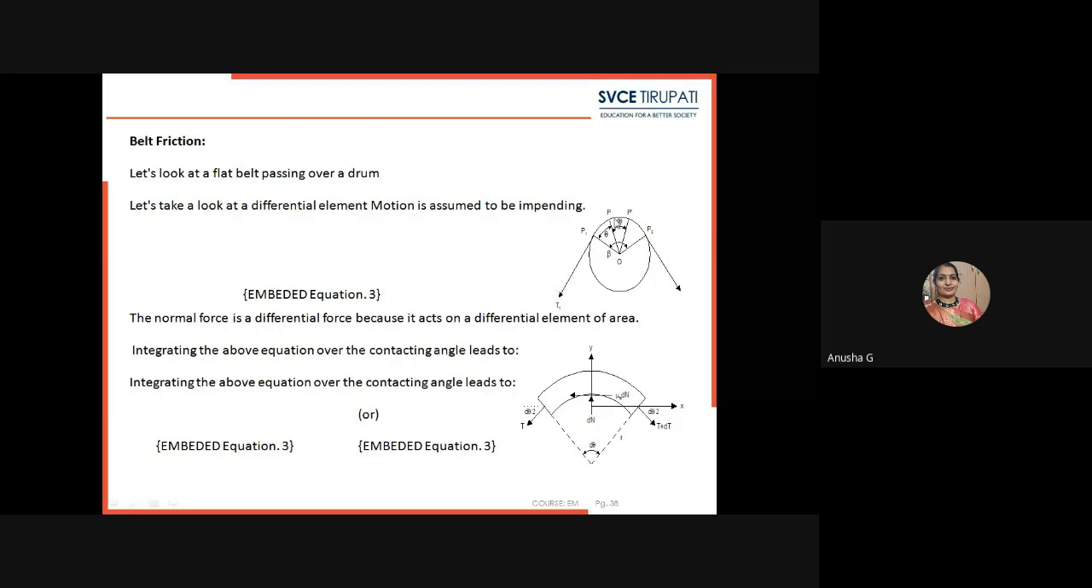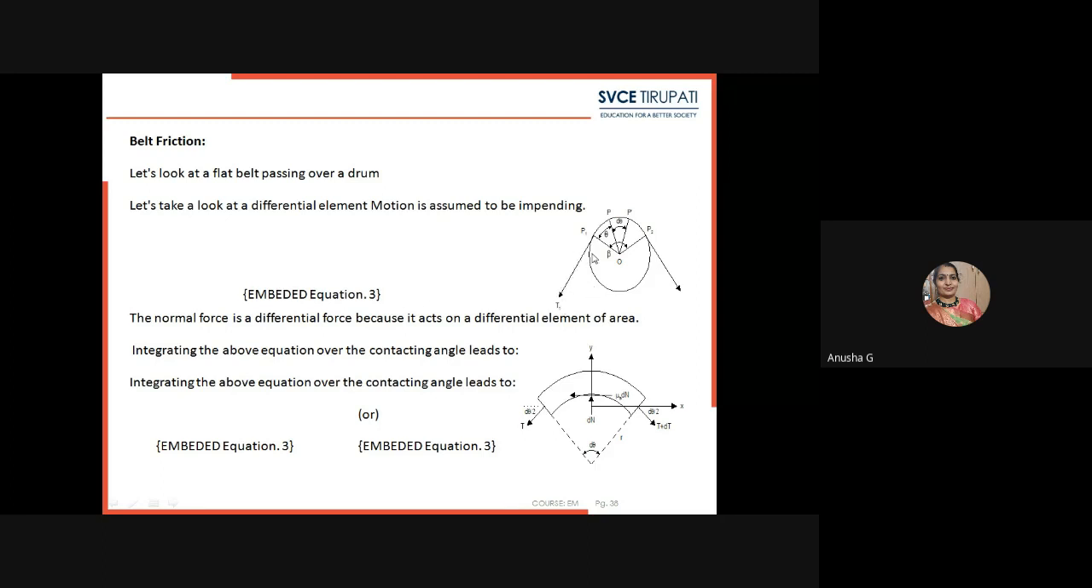Next one is belt friction. This is observed in ropes and wheels. You can observe here, this is a rope and this is a wheel. Look at this flat belt passing over a drum. Let's take a differential element of the belt, where motion is assumed to be impending. Towards the right side we are moving, and towards the left side some tension will be observed.